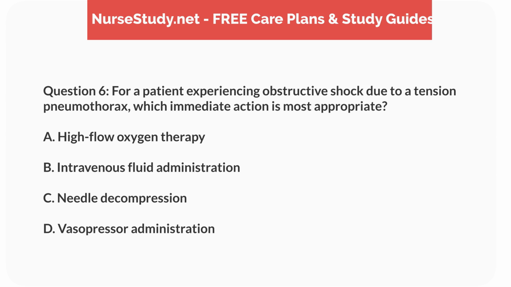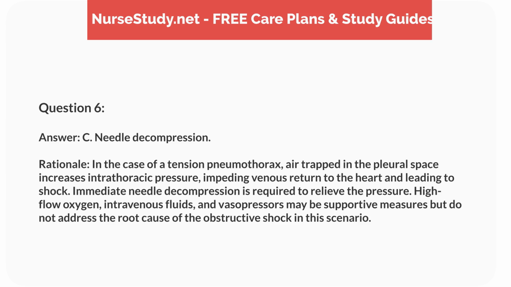Question 6. For a patient experiencing obstructive shock due to a tension pneumothorax, which immediate action is most appropriate? A. High-flow oxygen therapy. B. Intravenous fluid administration. C. Needle decompression. D. Vasopressor administration. Answer: C.